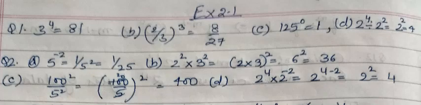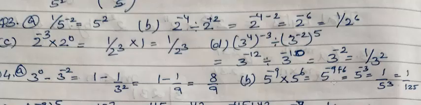In the D part, again the bases are the same this time, and we will add the exponents. So 4 minus 2 comes out to be 2 square, which is equal to how much? 4. Now come to question number 3. A part, 1 upon 5 raised to the power of minus 2. Since I have to make the exponent positive, I will take the reciprocal, which comes out to be 5 square.